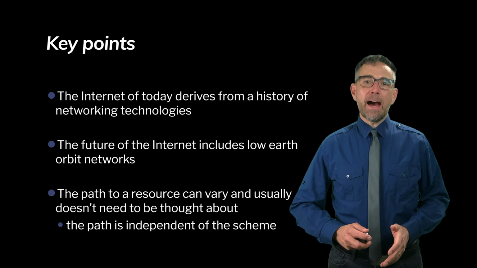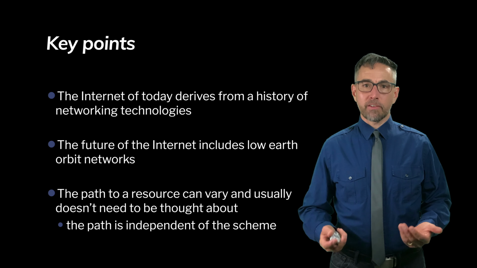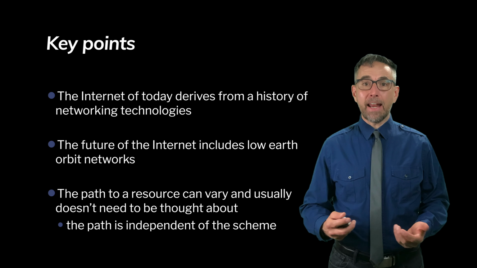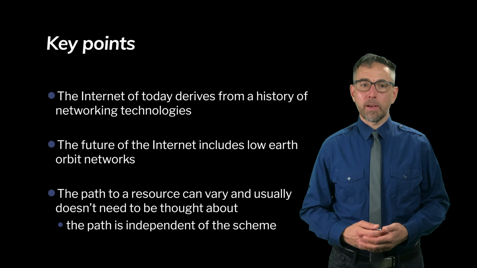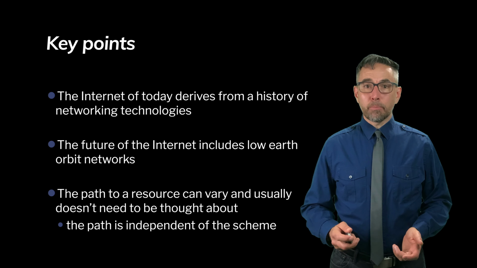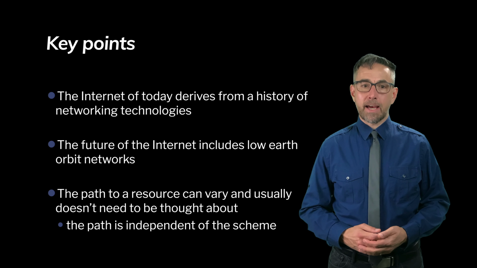The internet that we have today derives from a history of networking technologies that have come before, each one progressively getting more complex and adding new capabilities to the network that we know today. The future of our modern internet includes a pretty radical transformation that's going to include low Earth orbit satellites as part of the network.